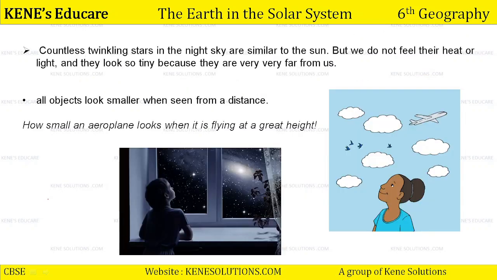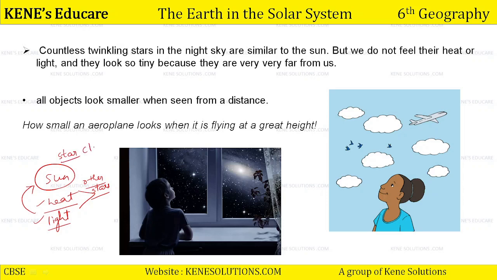Okay? Now, children, you must be wondering that if sun is also a star and we can feel the heat and light of the sun, then why can't we feel the heat and light of other stars? There are other stars also in the sky, right? But why do we feel the heat and light of only sun? Because sun is that star which is closest and nearest to Earth. The star sun is closest and nearest to Earth. And that is why we can see it so clearly. We can feel the heat and light of the sun so clearly, because it is near to us as compared to the other stars in the sky.